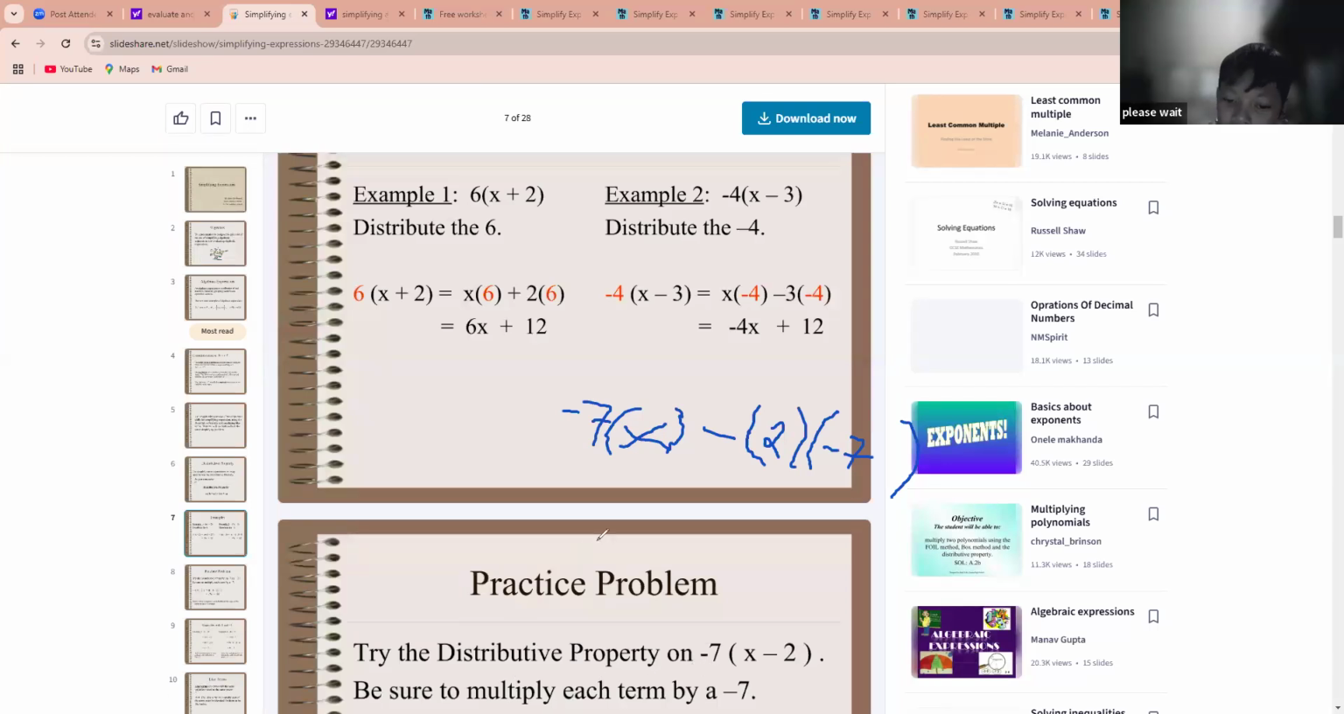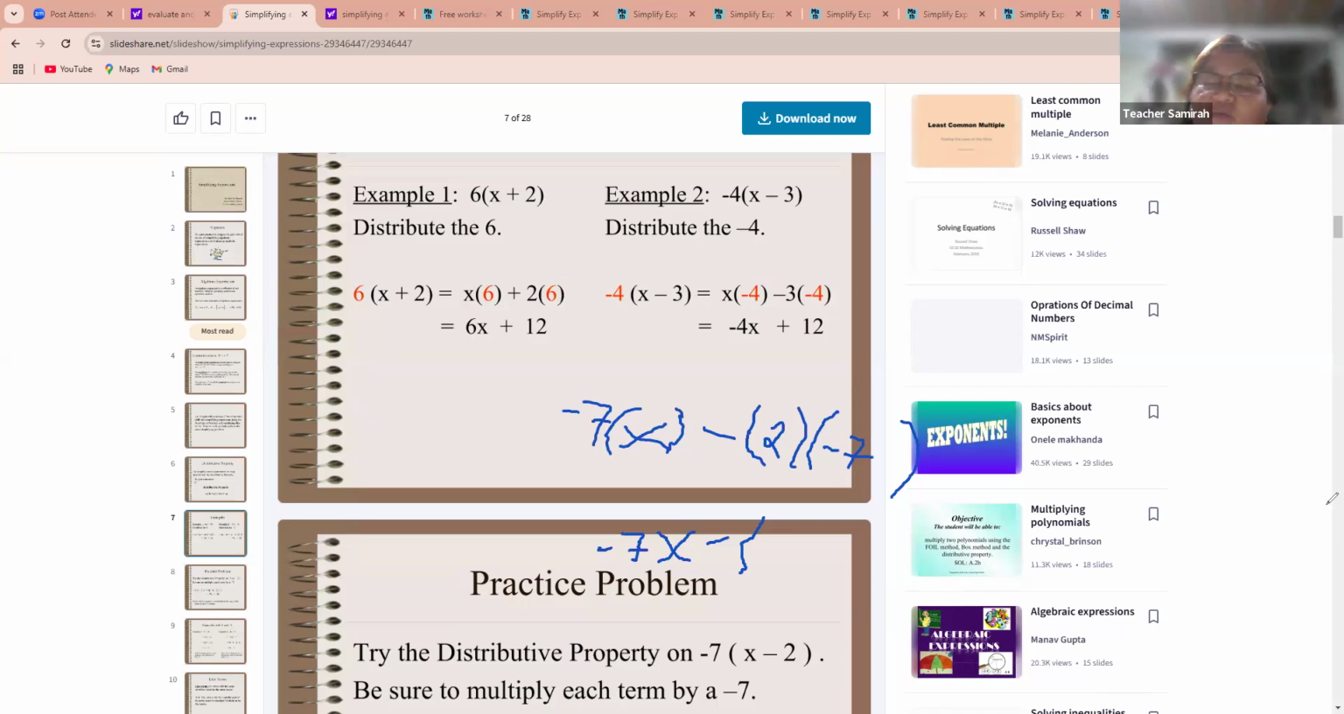Negative 7 times x equals negative 7x, right? The answer will be negative 7x. And then look at this. Simply copy the negative sign. 2 times negative 7. You are multiplying a positive number and a negative number. What will be your answer? 2 times negative 7. Anyone?